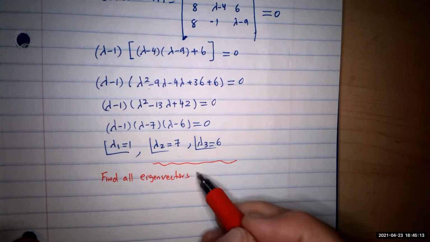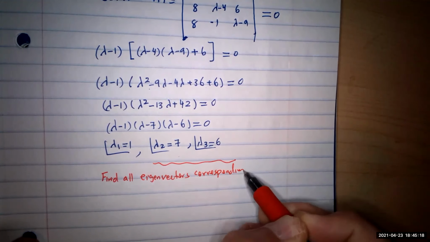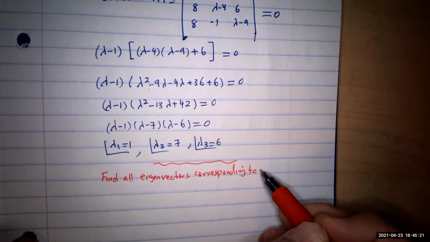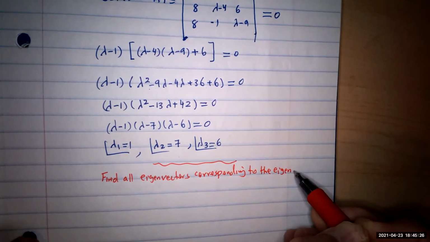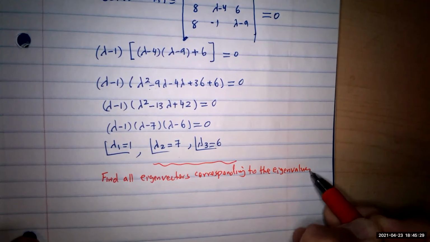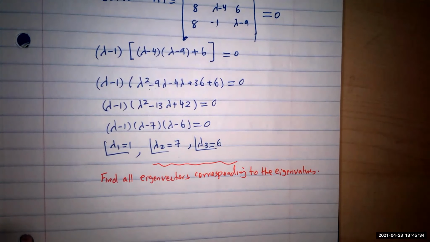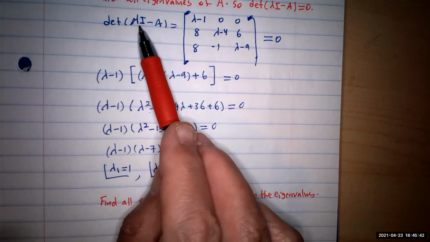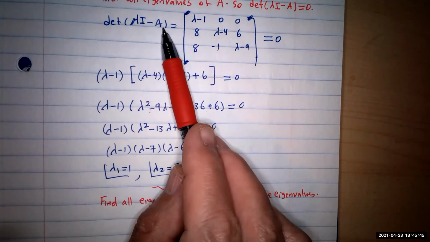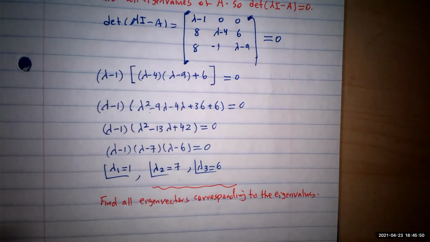Okay, eigenvectors corresponding to these numbers, to eigenvalues. I just give you the instruction to the eigenvalues. So we start one by one and take care of it. Let's start with the lambda 1 equal to 1. Instead of this determinant, you have to form the system of lambda I minus A times x. This would be equal to 0. And then you have to find the vector x for us.